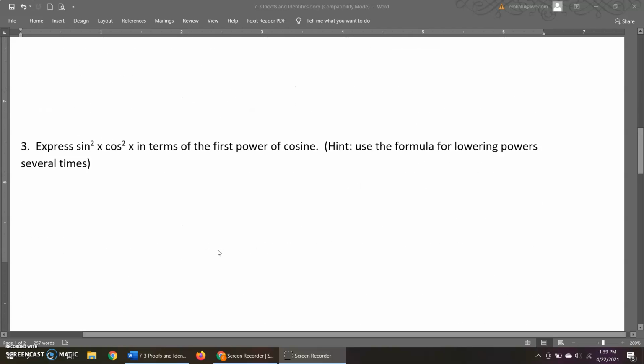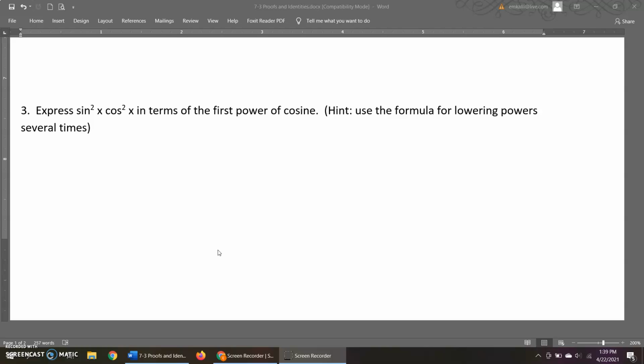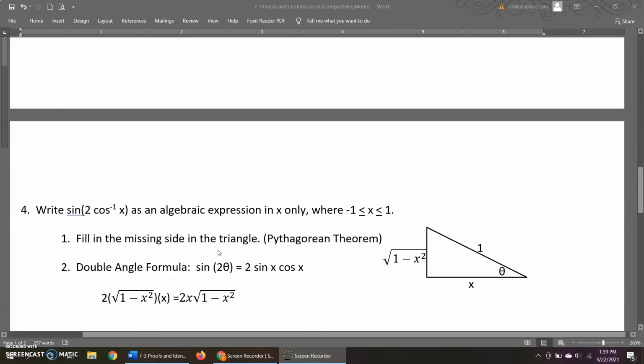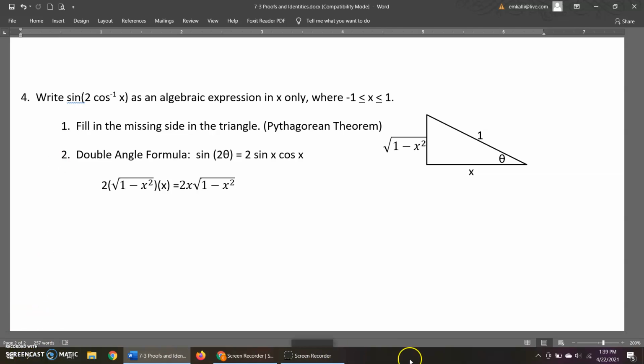We're actually going to skip number 3 on this. The formulas for lowering powers are not used often, so we're just going to skip over this one and move on to example 4 here. In example 4, they said write sine 2 cosine inverse x as an algebraic expression in x only, where -1 is less than or equal to x, which is less than or equal to 1.